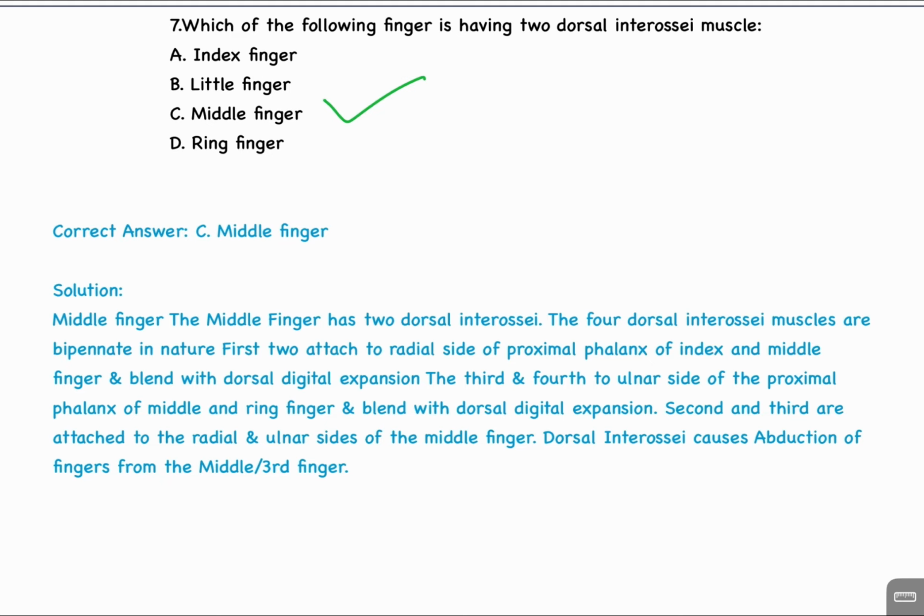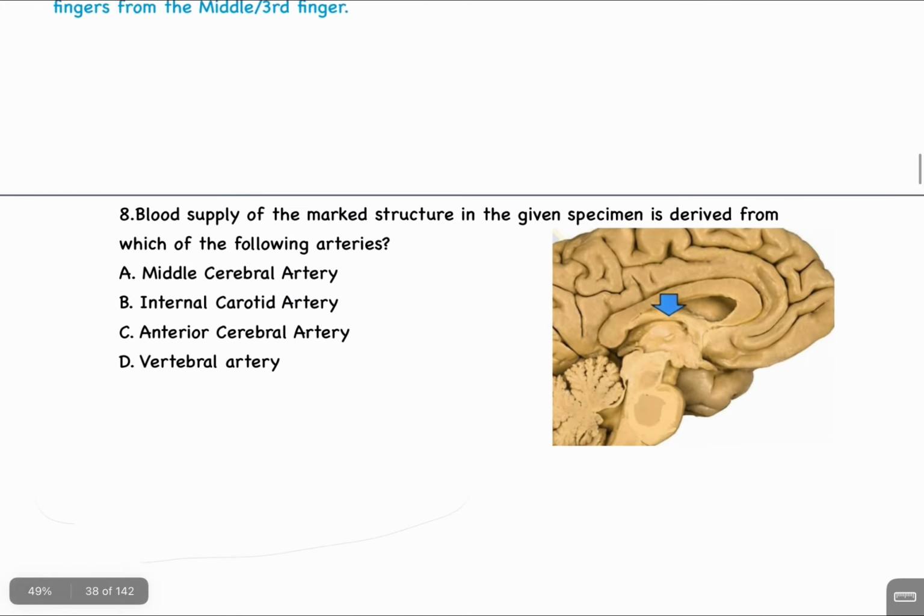The four dorsal interossei muscles are bipinnate in nature. The first two attach to the radial side of the proximal phalanx of the index and middle finger and blend with the dorsal digital expansion. The third and fourth attach to the ulnar side of the proximal phalanx of the middle and ring finger and blend with the dorsal digital expansion. The second and third are attached to the radial and ulnar sides of the middle finger. Dorsal interossei cause abduction of the fingers from the middle third finger.